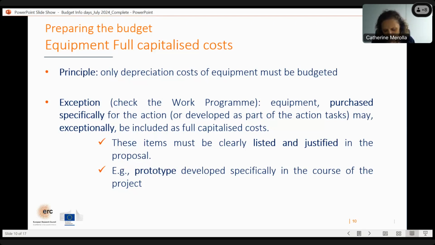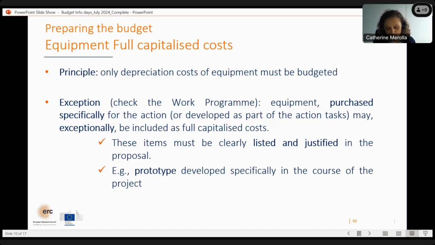And in very specific cases, well justified, you might ask for the full capitalized cost. And so you will encode the full amount and not just the depreciation cost in the budget table. But please pay attention that these pieces of equipment need to be listed in the proposal. You need to explain very carefully why you think that you really need to be reimbursed the full amount for those pieces of equipment, and it will be assessed. And we say it's very exceptional that we would accept those costs.